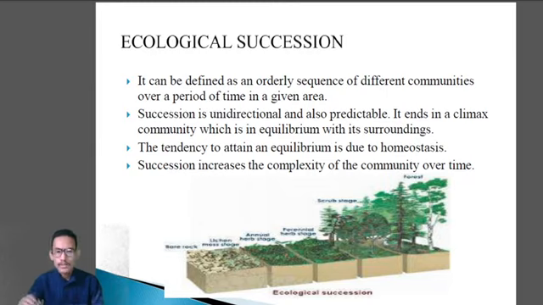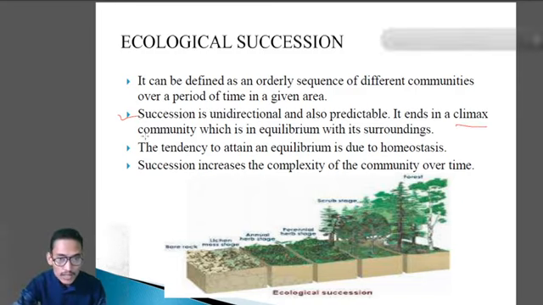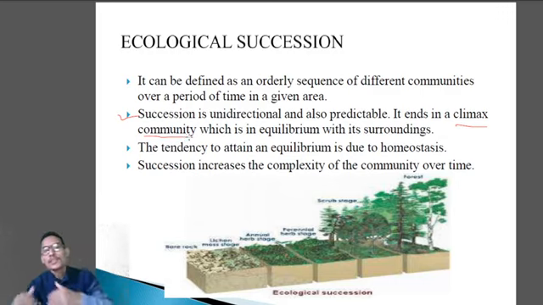Clear? Next one, succession is unidirectional, only in one way, and it is predictable. Okay, it always ends in a climax community which is in equilibrium with the surroundings. So succession is unidirectional, it is predictable, and it always ends when the community reaches the climax community, and the climax community is a stable one, it is in equilibrium with the surrounding environmental conditions.